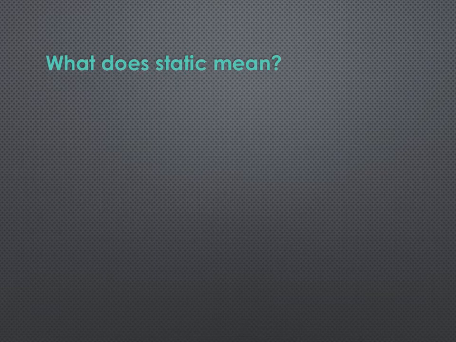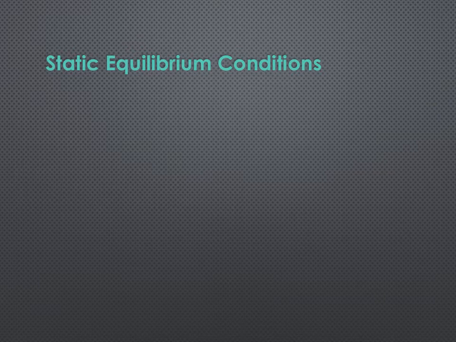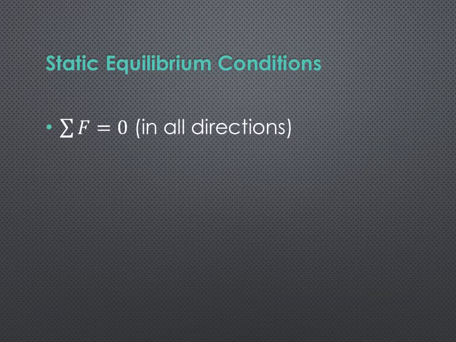What does the word static mean? In physics, static means that it's not moving. So when you put these three things together and we talk about static equilibrium, there are three conditions that have to be met for an object to be said to be at static equilibrium. The first is the net force acting on the object must equal 0. This is in all directions, so both in the x direction, the y direction. If it's three-dimensional, it needs to be in the z dimension as well. We won't do that in this class, but do know that in real life, things are in 3D.